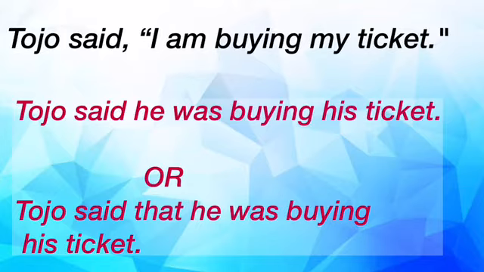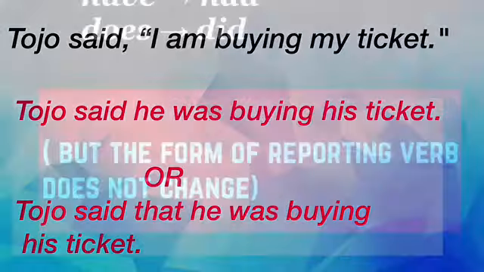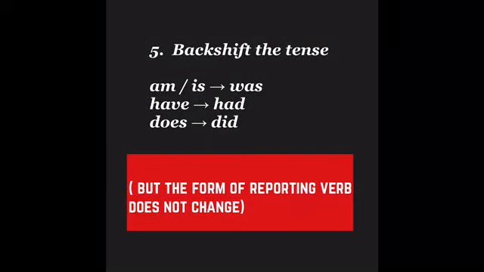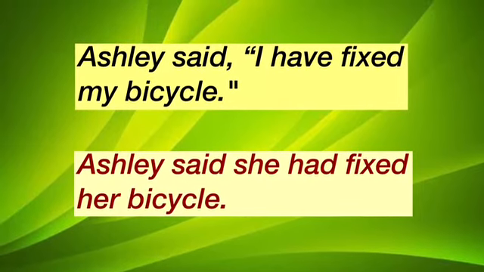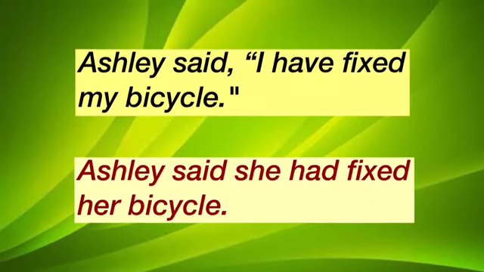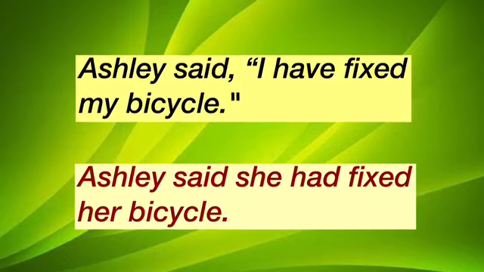So this is the trickiest part of reported speech, and you have to be very careful here and keep this rule in mind. This is the most important rule of reported speech. And in the next example also, you can see the helping verb have has changed to had, but the main verb fixed remains the same.